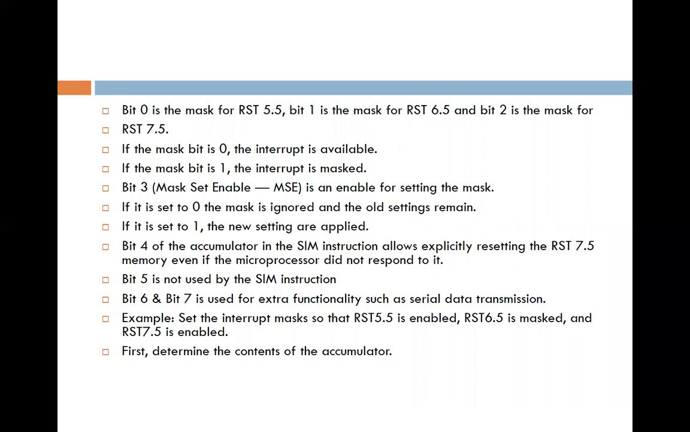Bit 4 of the accumulator in a SIM instruction allows resetting the RST 7.5. So bit 4 is an additional control for RST 7.5. Bit 5 is not used for this instruction, so it is a don't care. Bit 6 and bit 7 are used for extra functionality such as serial data transmission. Example: set interrupt mask so that RST 5.5 is enabled, RST 6.5 is masked and RST 7.5 is enabled.